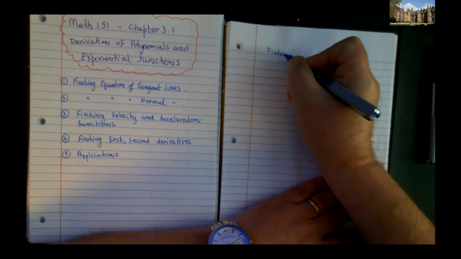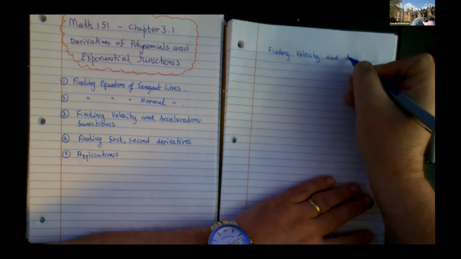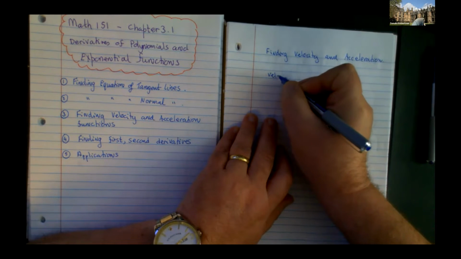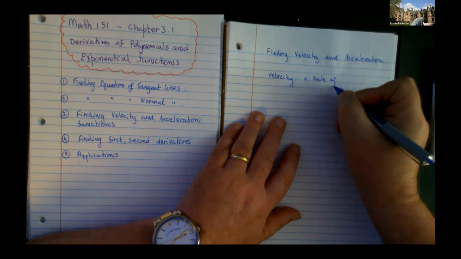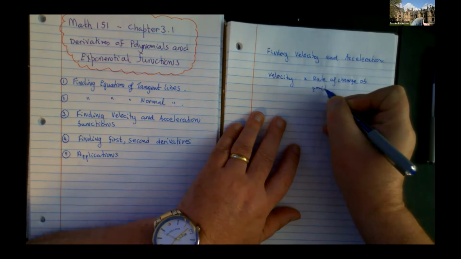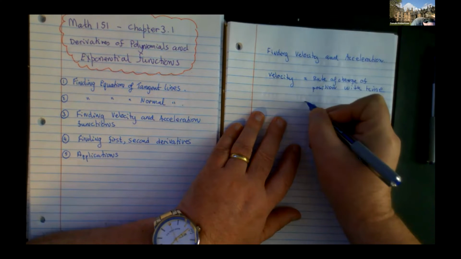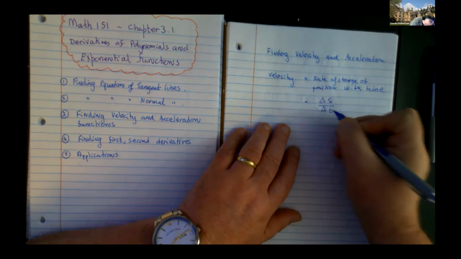So let's look at finding velocity and acceleration. Now, before we get into this, a little bit of physics, very bad physics, because that's not my thing. Velocity is the rate of change of the position of an object with time. Basically, the difference in position divided by the difference in time.